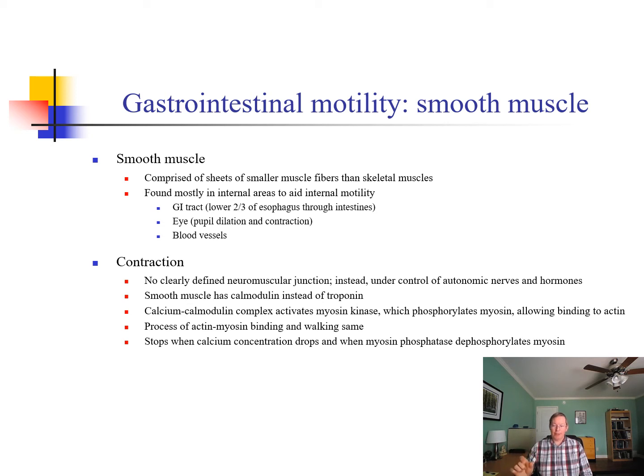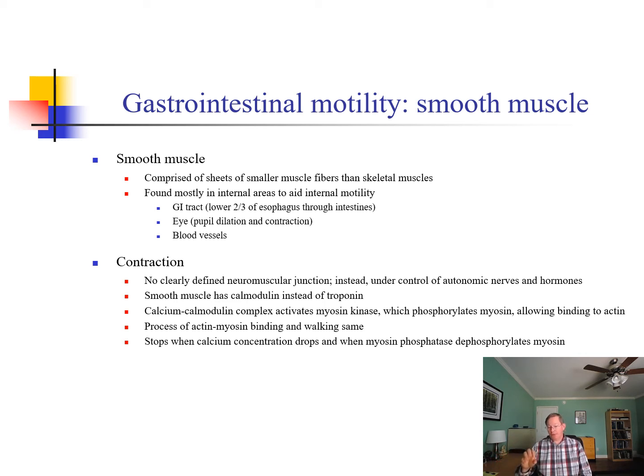Now, like skeletal muscle, the basic idea of myosin binding to actin, pivoting, and then walking along actin filaments is the same. Same in cardiac, same in skeletal muscle, as well as in smooth muscle. But outside of that, the process by which this occurs is radically different in smooth muscle compared to skeletal muscle. There is no neuromuscular junction. Instead, as I mentioned, there are an enteric nervous system, an autonomic nervous system, as well as hormones that will control this and that we'll talk about later on.